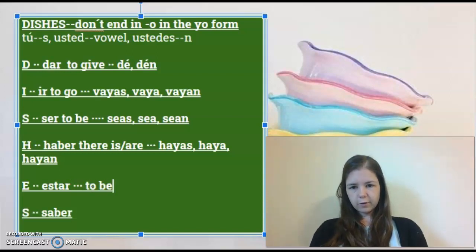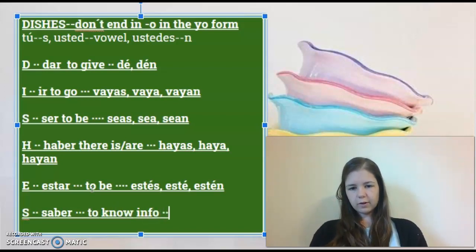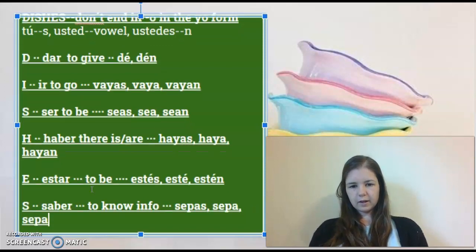Estar also means to be, but that's one for feelings and location. So the tú one was estés. You get rid of the S for the usted version, esté. Ustedes version is estén, because that one always ends in an N. Saber is to know, which was like info or how to do something. So we had sepas for tú. Sepa will be the usted, and sepan is going to be the ustedes version.